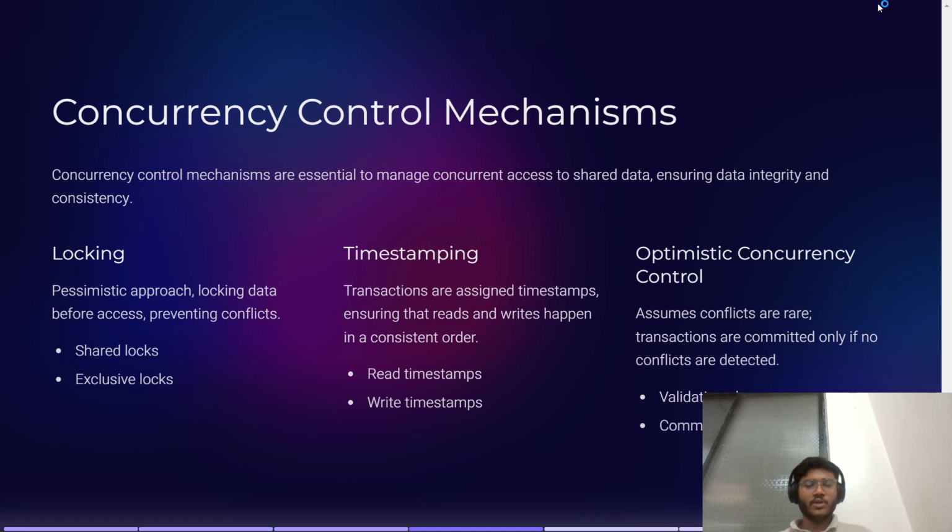When we have to transact, the app requires the lock system. The second is time stamping. Time stamping means transactions are assigned timestamps, ensuring that reads and writes happen in a consistent order. And the third is optimistic concurrency control. It assumes conflicts are rare, and transactions are committed only if no conflicts are detected.